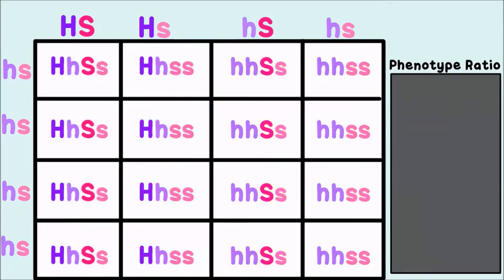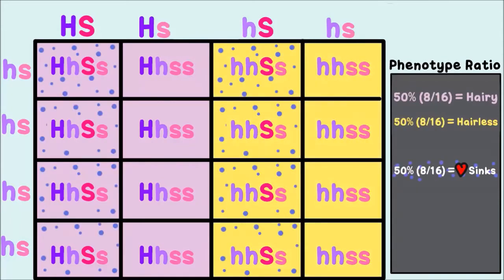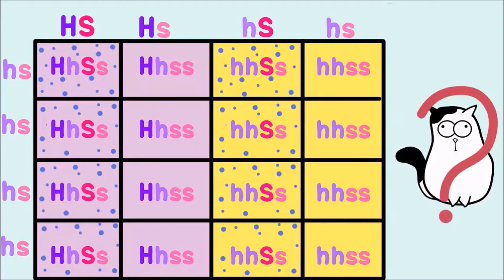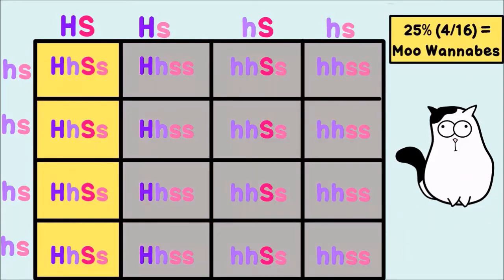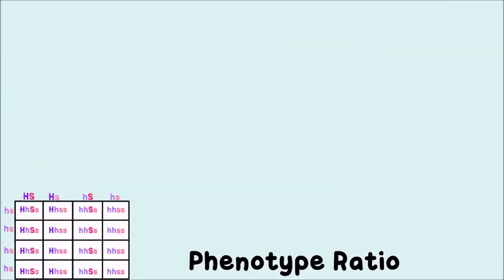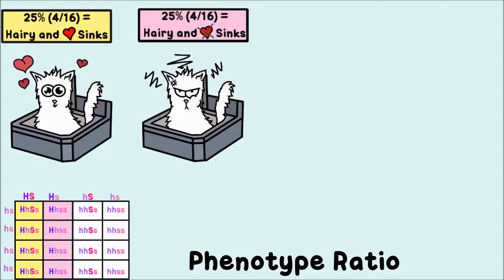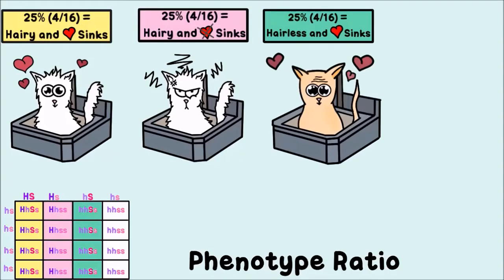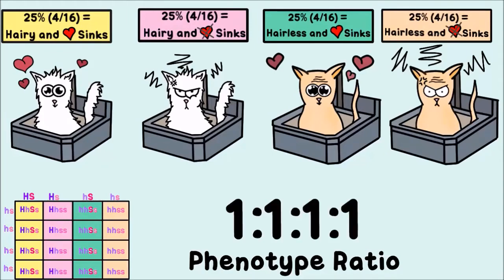Now, what about phenotypes? Well, half of the cats here have hair and half of the cats here don't. But with dihybrids, often you are asked about both traits. For example, what is the chance that there would be a kitten that has the same phenotype as our Moo? Moo has hair and he likes sinks. Well, it's a 4 out of 16, 25% chance that a kitten would have the same phenotype as Moo. We could write out that 4 out of 16 cats have hair and like sinks. 4 out of 16 cats have hair and dislike sinks. 4 out of 16 cats are hairless and like sinks. And 4 out of 16 cats are hairless and dislike sinks. This is also a 1 to 1 to 1 to 1 ratio.